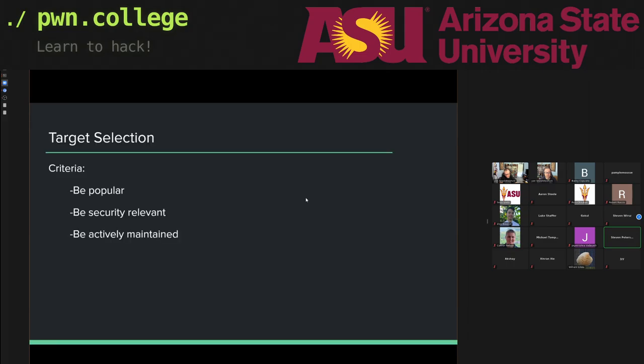The first parameters were laid out by the idea behind the class. It had to be popular. We couldn't just pick something nobody used. That wouldn't be a terribly interesting target. It had to be security relevant. We didn't want to pick something that couldn't be a foothold or some part of an interesting exploit. And it had to be actively maintained. We weren't interested in looking at something that hasn't been updated for 20 years. It has to be current and have current ramifications as well.